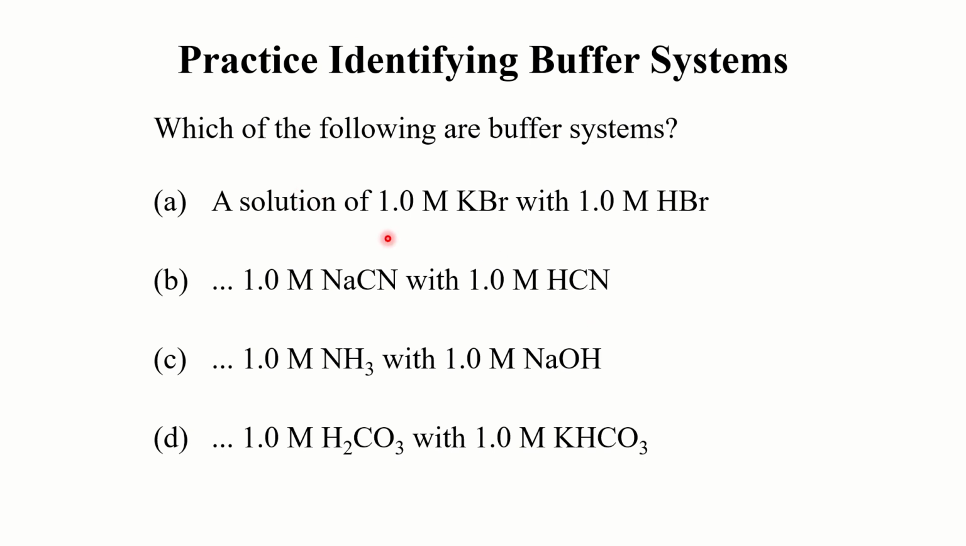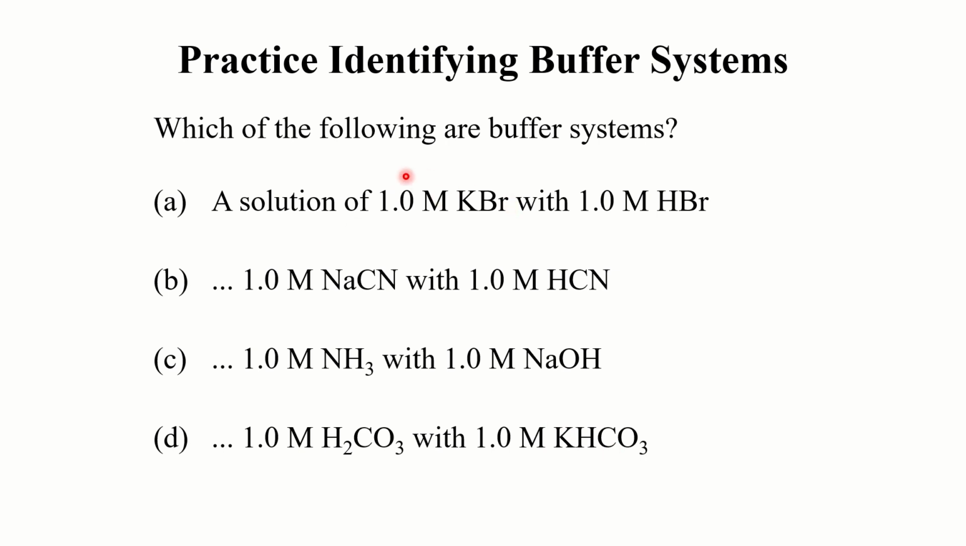Correct answers here would be letters B and D. B and D both show a weak acid with its conjugate base. Here, letter B, we've got the weak acid hydrocyanic acid and its conjugate base, sodium cyanide. And in letter D, we've got the weak acid carbonic acid and its conjugate base. This would be potassium bicarbonate.